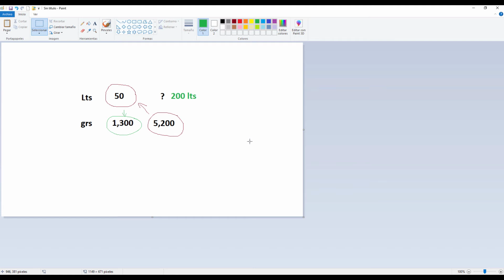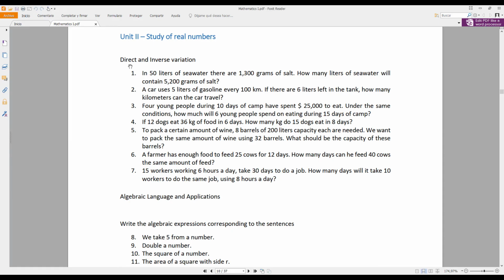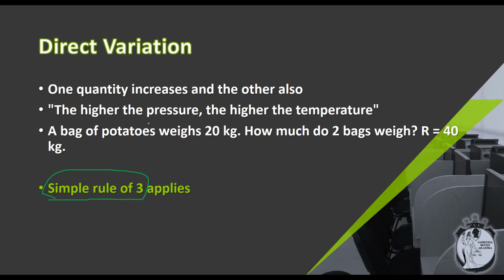Now, when you have all the information organized, you need to apply the rule that you need to use. For example, if you are working with direct variation, you need to use the simple rule of 3. How do you know if you are working with a direct variation? Remember, if one quantity increases, the other too.